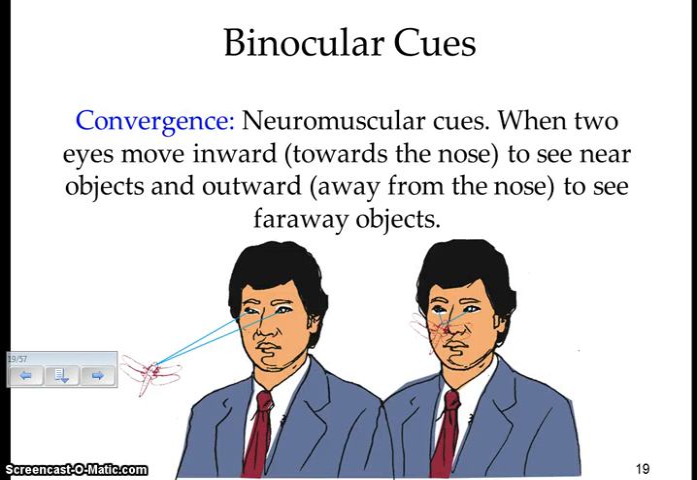Binocular cues use two eyes, that's why it's called binocular. A binocular cue would be convergence. Convergence is when two eyes move inward towards the nose. Two eyes moving inward because the object is getting closer to them. When the object is far away, our eyes don't look into each other very much.